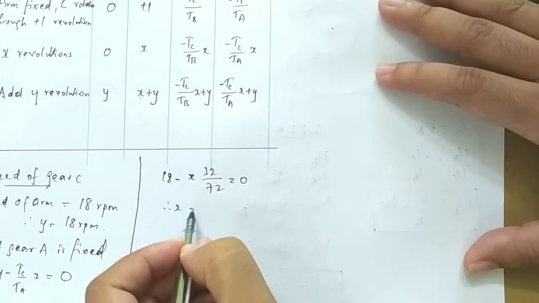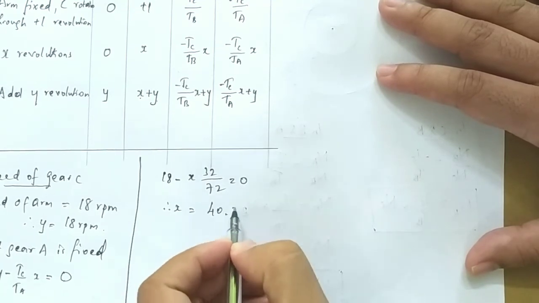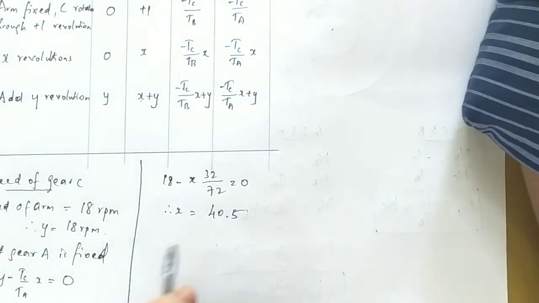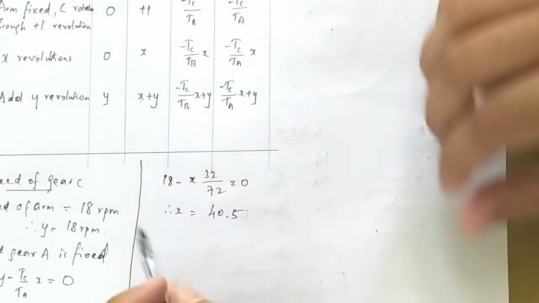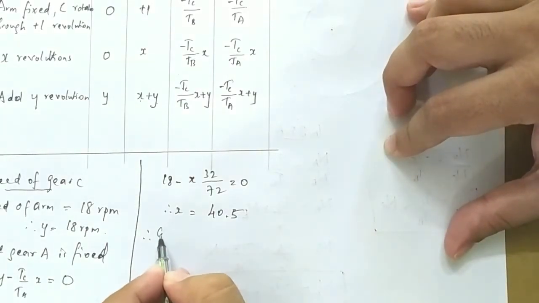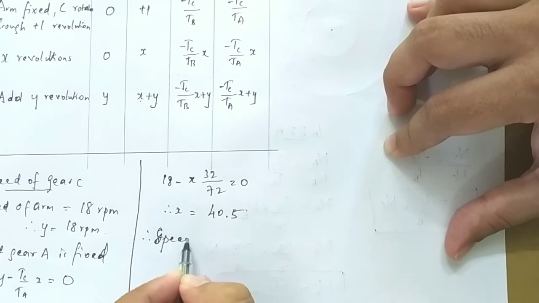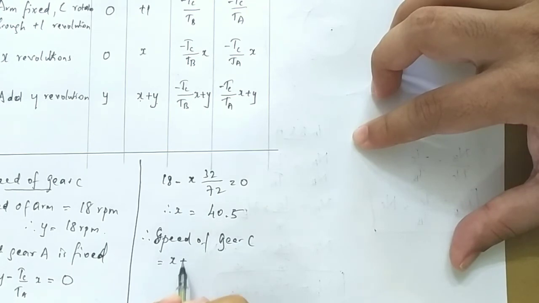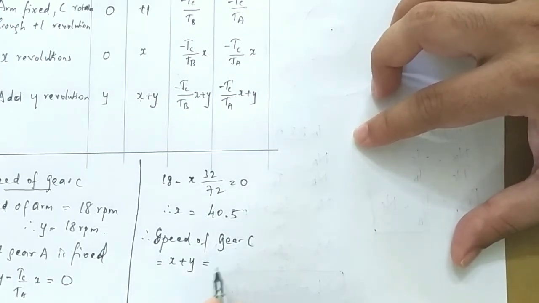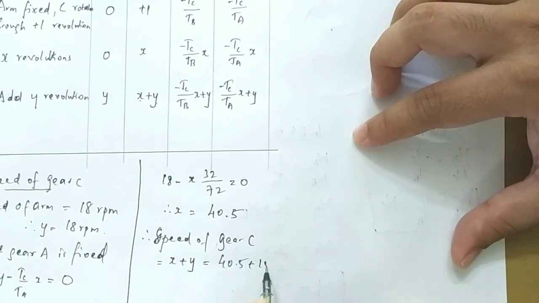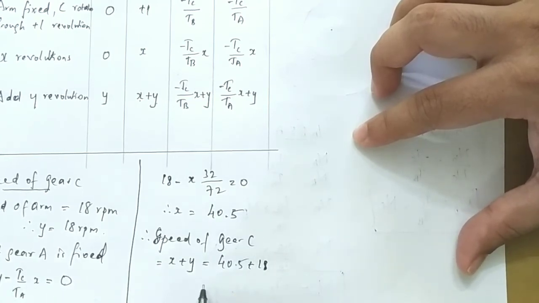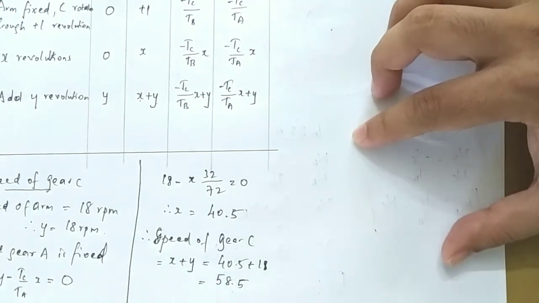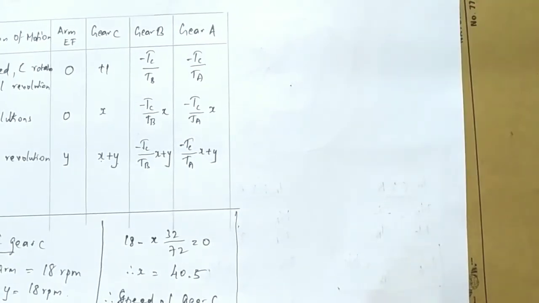Therefore x becomes 40.5. If you solve for x, you will get x as 40.5. Now x you got, y you got, you can find the value of speed of gear C. Therefore speed of gear C is equal to x plus y, which is 40.5 plus 18. So that value will become 58.5. So you have found out the speed of gear C.